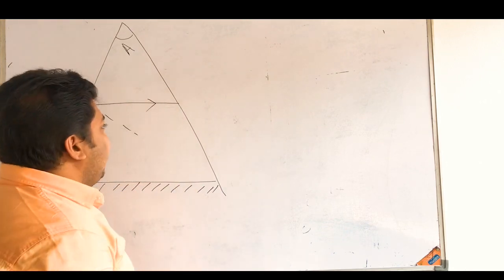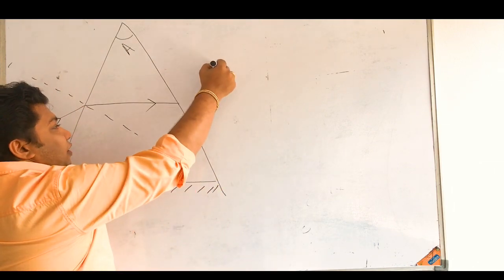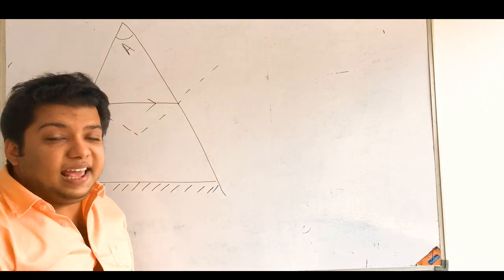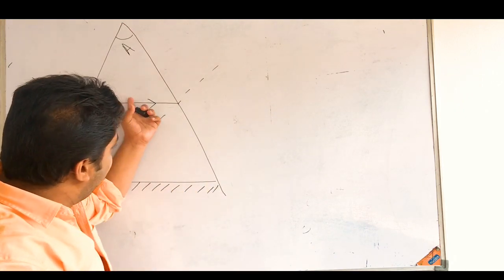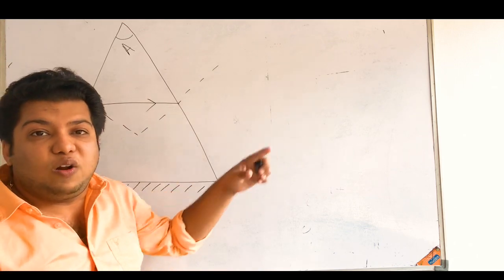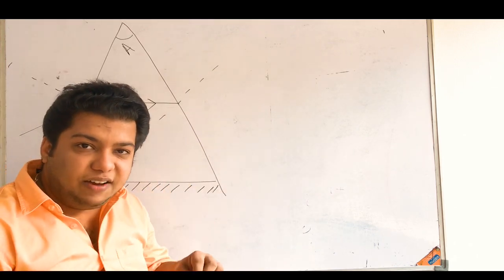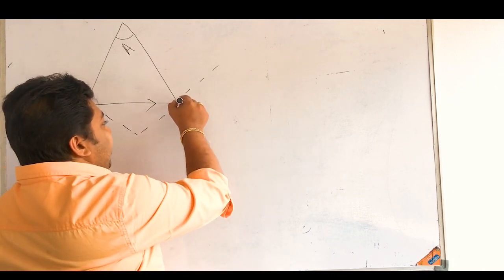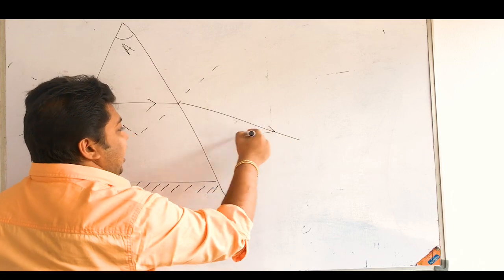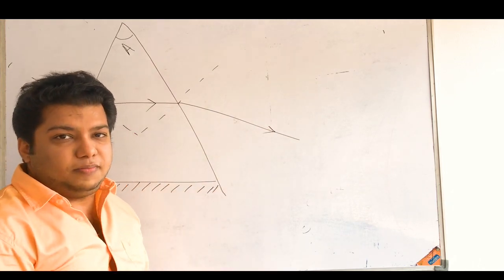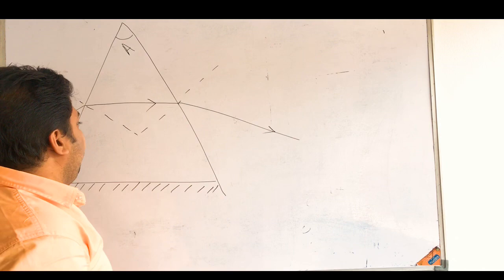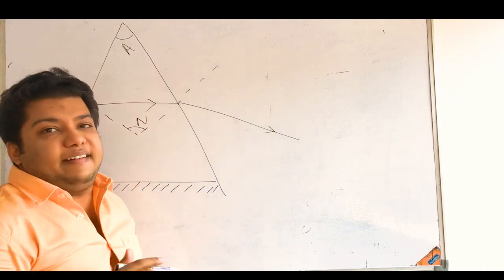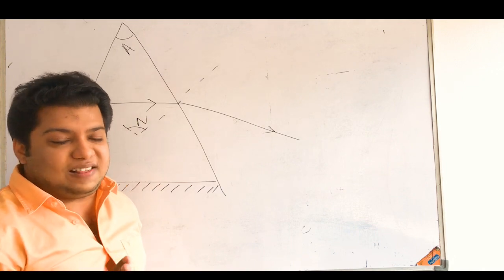At the second point, on the second surface also, we have to draw the normal to the surface. Here light is traveling from a denser medium to a rarer medium. So according to the rule of refraction, when light travels from a denser medium to a rarer medium, it will deviate away from the normal. Then the angle made by the normals is technically called N. N is the angle made by the normals.